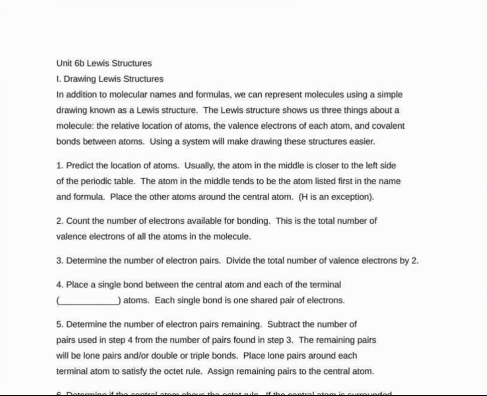It shows us the relative location, so how they're put together, the valence electrons of each atom, and it also shows us how the atoms are bonded together. It shows their covalent bonds. There are two systems that I'm showing in this particular unit. The first system is one that I've been using for a long time, and the second one in the next video is one that I've learned more recently, and it works really well, but the first method is something that we should talk about.